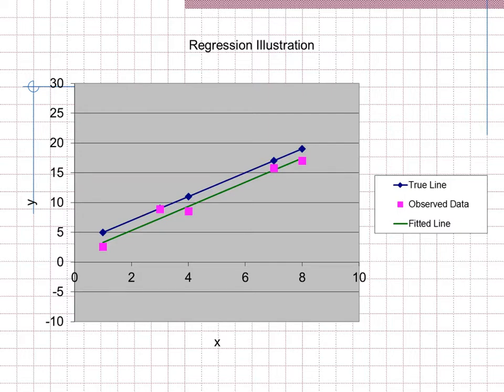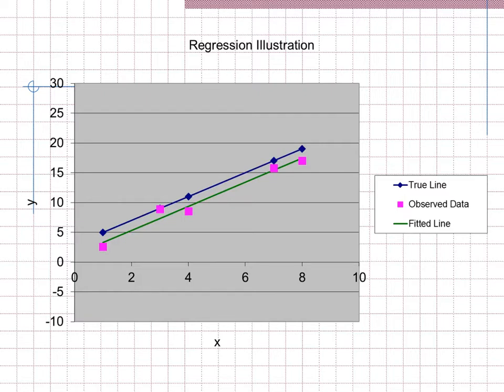In this particular case, the two lines seem roughly parallel to each other, but what is different is not the slope, but the intercept of the green line as compared to the intercept of the blue line.